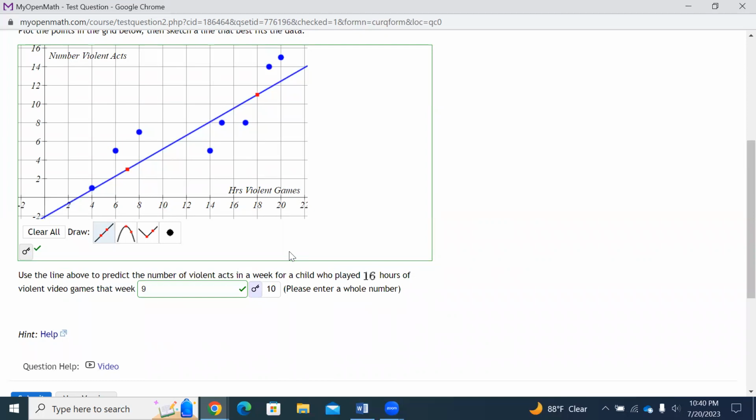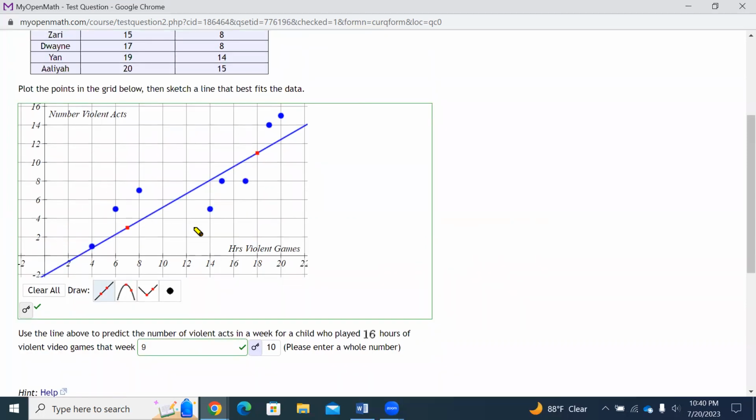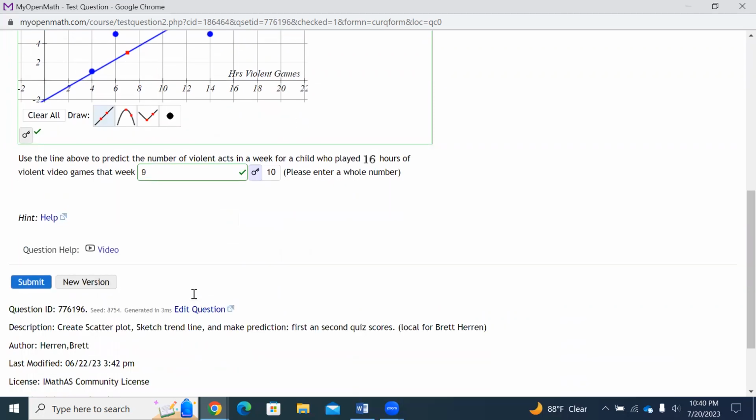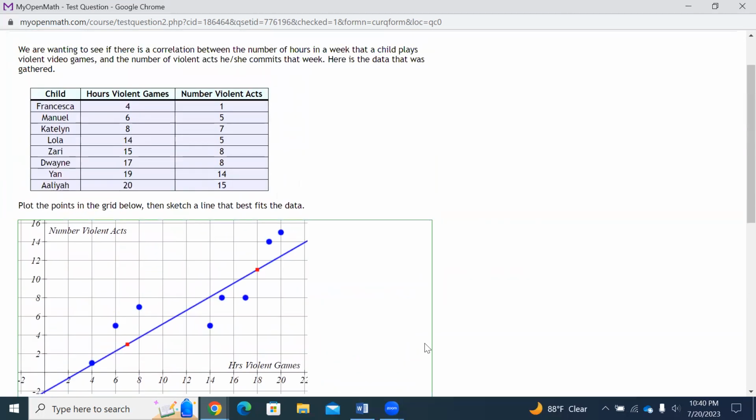So how did I find that? I went over to 16 hours of violent video games, went up, and that line predicts about 10. That line, which goes through the middle of the dots and fits the dots, shows a relationship between how many hours of violent video games and how many violent acts people do. Meaning a child who plays 16 hours of violent video games probably will commit about 10 violent acts during the week, 9 or 10. That's our prediction. And so there we go.